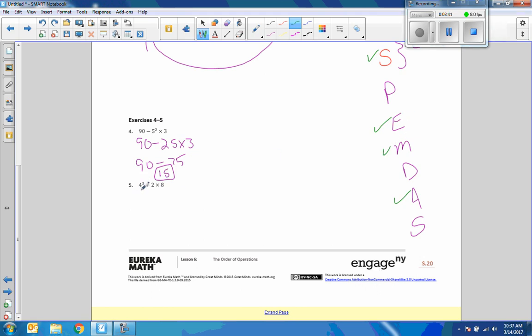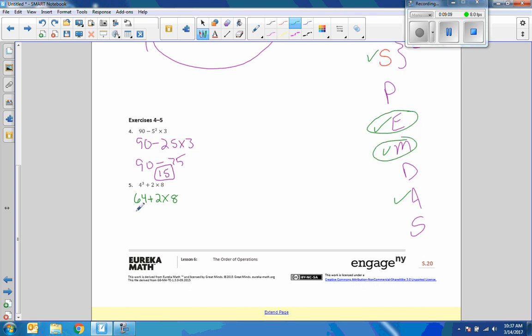4 cubed. 4 times 4 is 16 times 4 is 64. Really important that you know your multiplication tables when you're doing these things, or it will take you a really long time, or the use of a calculator, which will not help you when it comes to doing this quicker in the future. So 4 cubed is 64 plus 2 times 8. Okay? Done.